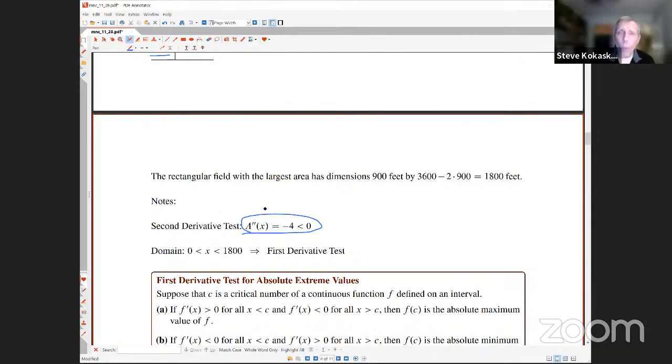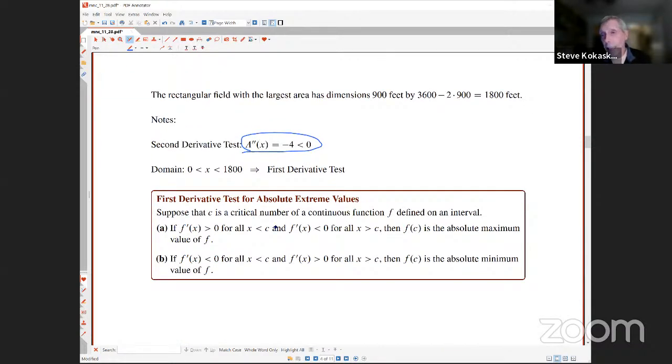If you have only one critical value in an interval, and the second derivative, let's say in this case, is negative at that critical value, then we know that that must be the absolute maximum value. So there are a couple of versions, I think, of the second derivative test. I'm going to leave a little bit of this to the teachers and how they justify it. But here's another method of justification, and that is by using the first derivative test.